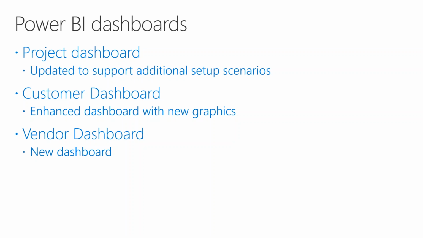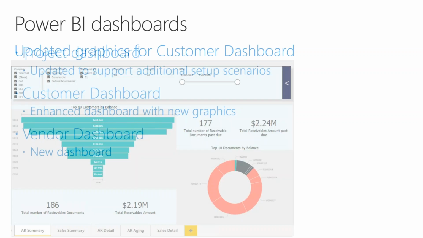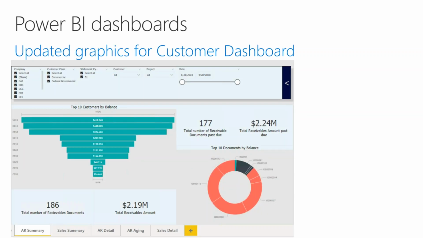The next ones I'll show are the customer and the vendor dashboard. With the customer dashboard, I didn't show you the last one because we've updated it with some newer looking graphics. Just at a high level, at the top you're seeing a series of ways to filter the data that can actually be hidden. So you can choose a customer or project or so forth, you'll see it all.